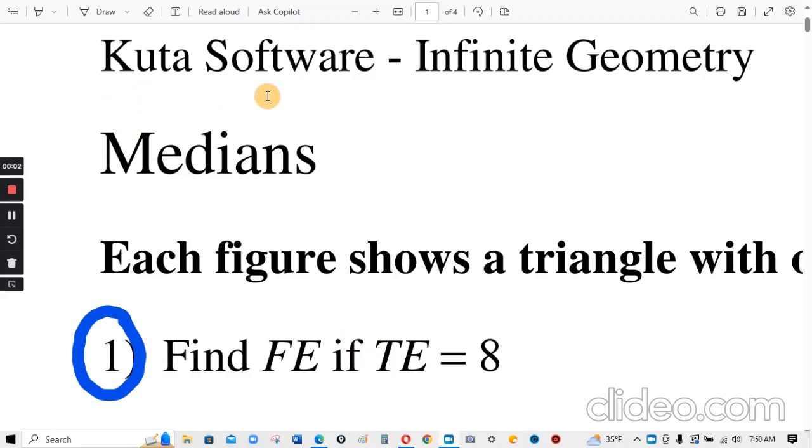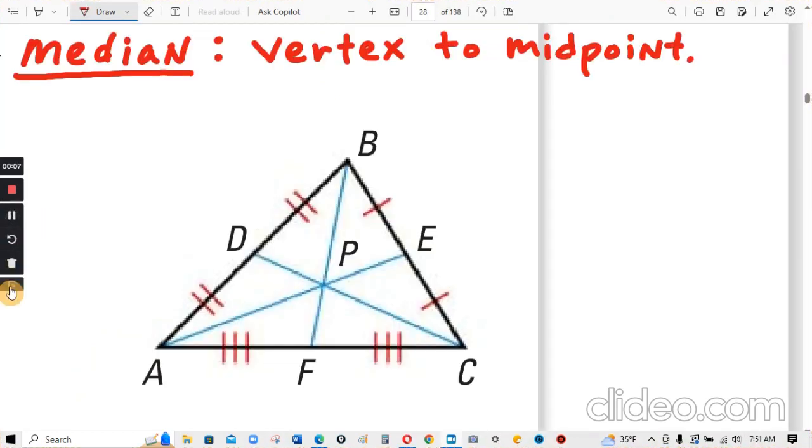This will be for the Kuta Software worksheet, medians. All right, so here we have a triangle and the medians are drawn in blue.